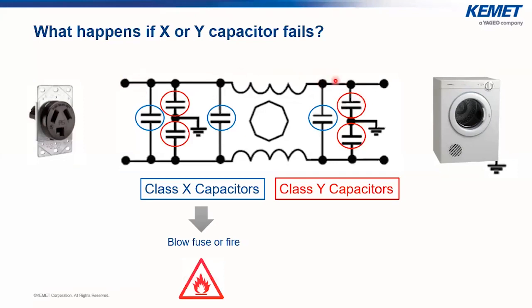For Y capacitors instead, if we have a short circuit here, you can see that we have the power on this line. The power from the grid is connected to the ground of our appliance. In this case, the ground is the chassis of the washing machine. So there could be a big safety problem for the final user: there could be an electrical shock. Of course, we don't want to have an electrical shock if we touch our washing machine. That's why usually Y capacitors have more stringent requirements than X capacitors.